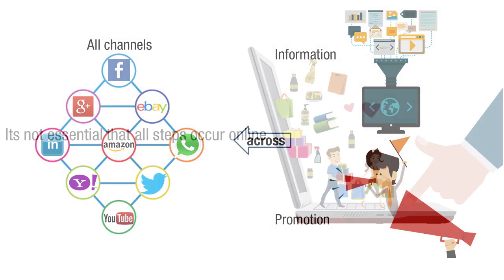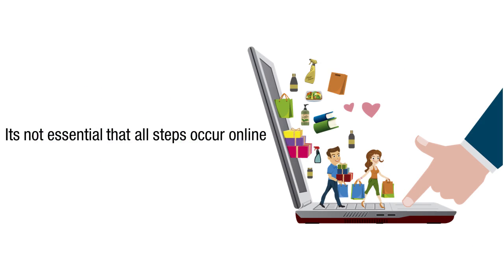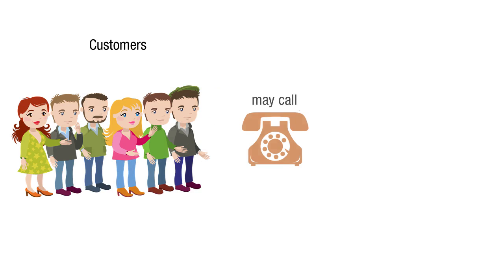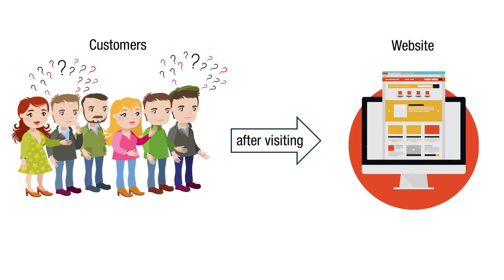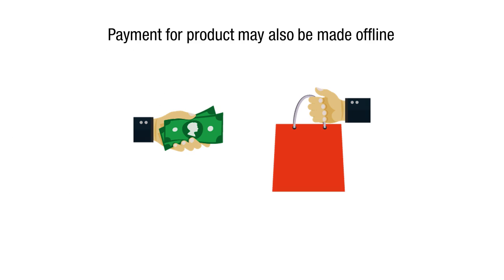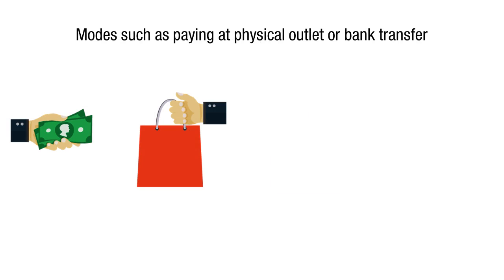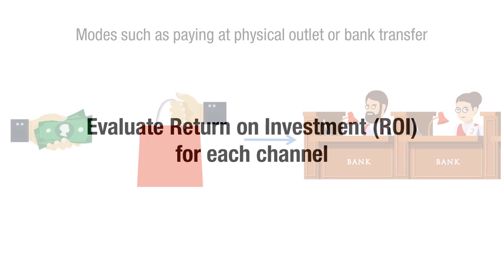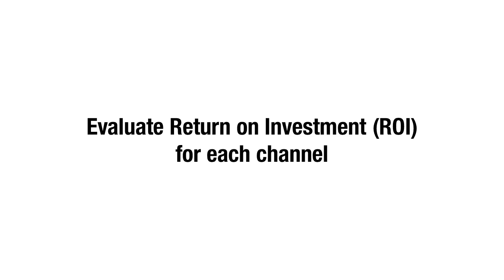Also, note that it's not essential that all of the steps occur online. Can you think of an example for this concept? Customers may call a company after visiting the website if they have any questions. Payment for a product may also be made offline through different modes, such as paying at a physical outlet or through bank transfer. Evaluate return on investment for each channel is the second step.